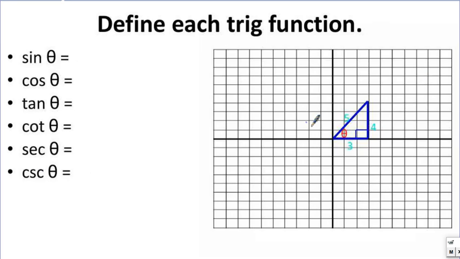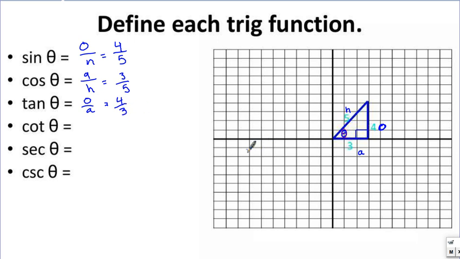Okay, so here's our triangle. My theta is down here, and the sides are 3, 4, 5. So if my theta is here, then opposite of that is 4. So 4 is the opposite side, which makes 3 the adjacent side, and 5 is the hypotenuse because it's opposite of the 90-degree angle. So sine is opposite over hypotenuse, and for this triangle, that is 4 over 5. Cosine is adjacent over hypotenuse, that is 3 over 5. Tangent would be opposite over adjacent, that is 4 over 3.